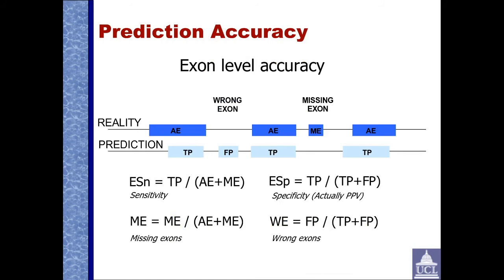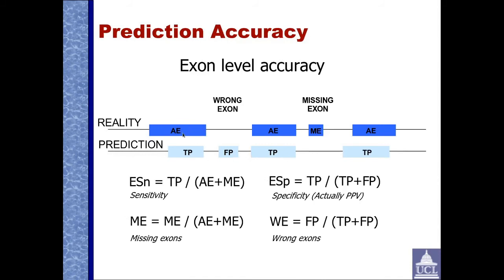Now we can also calculate accuracy at the exon level. So again, we've got reality along here, exons shown in dark blue, and we've got predictions along here shown in the pale blue. So what we have here is what we can call actual exons, where we have a prediction that goes with them, and missing exons, where we have no prediction that goes with them. When we have a correct prediction, we have a true positive.